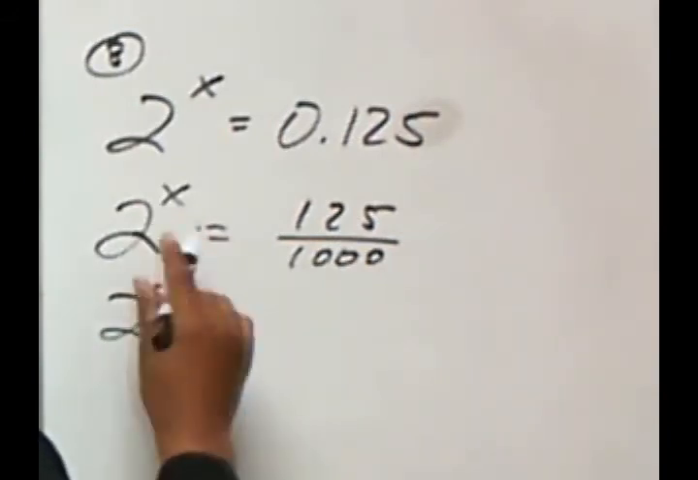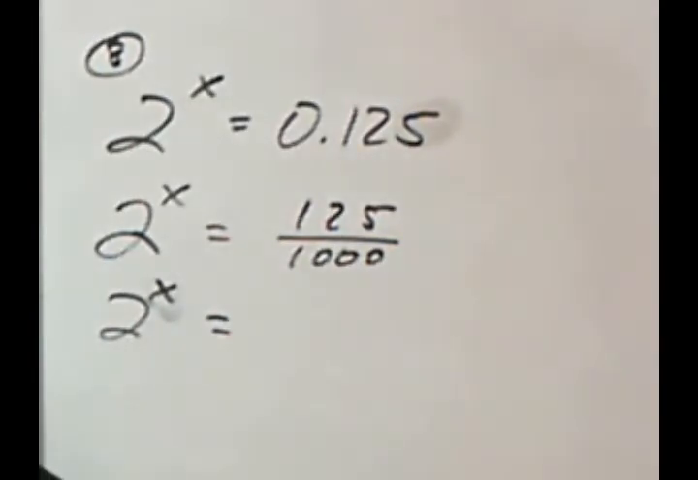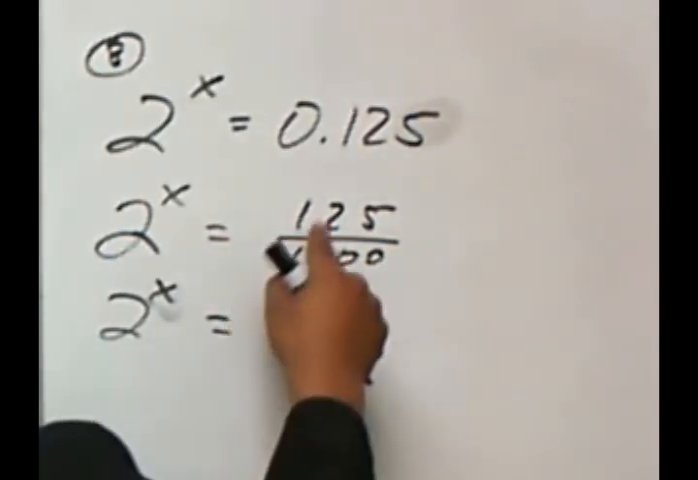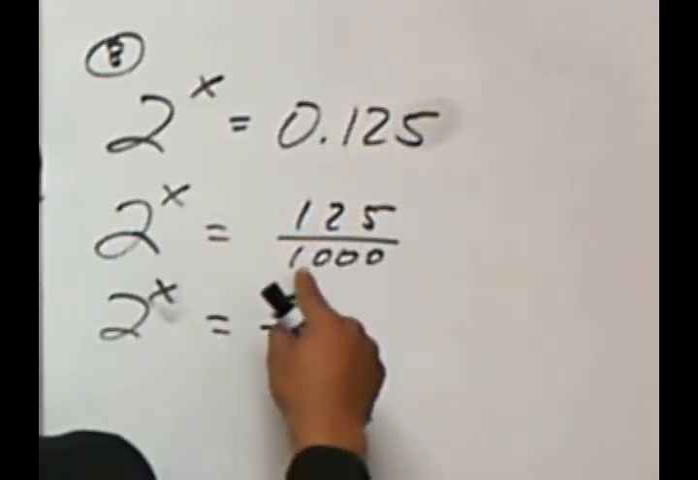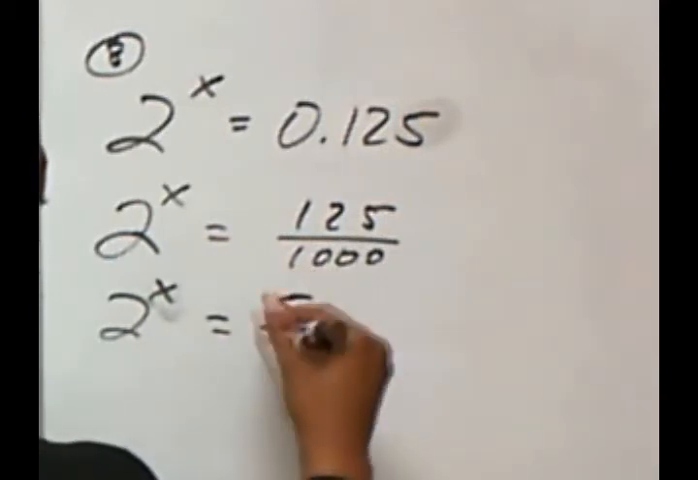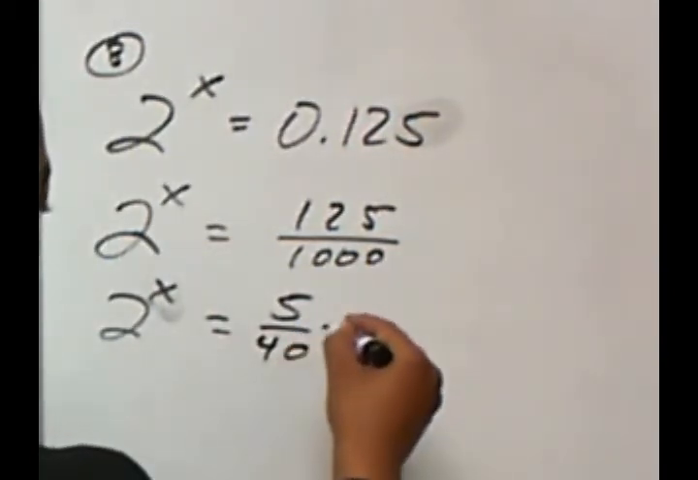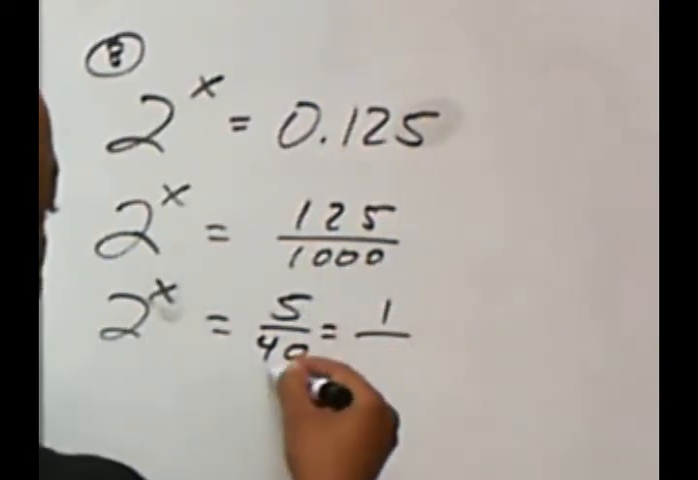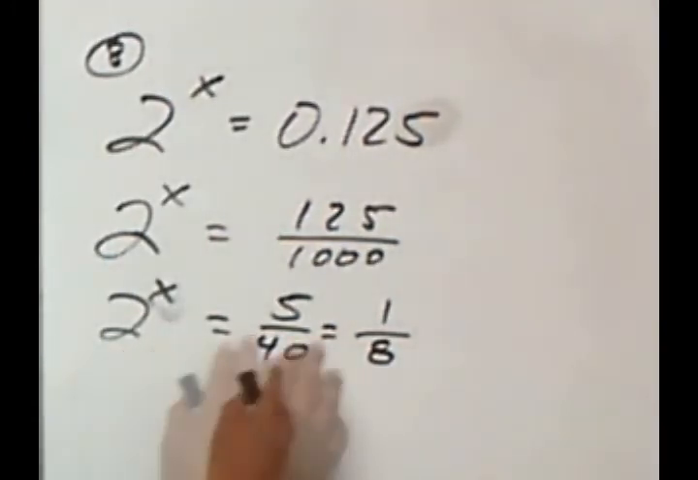Now, I want to simplify that fraction, so I've got to find a common factor. So I say 25 is a common factor. 25 goes into the numerator 5 times. 25 goes into 1,000 40 times with a 0 left over. And then I can still simplify this: 5 goes into 5 1 time, 5 goes into 40 8 times. Okay, so I have a base of 2 and a base of 1/8.